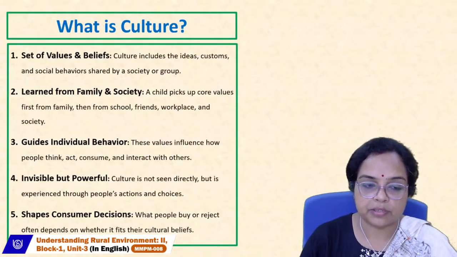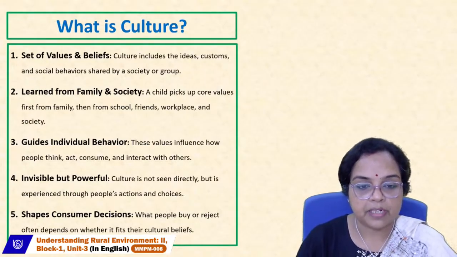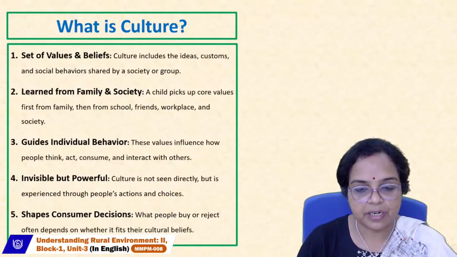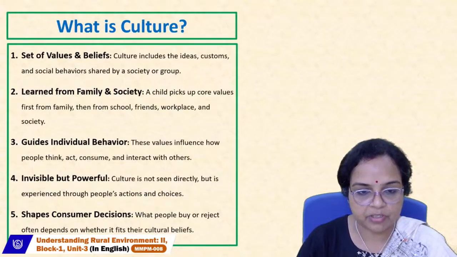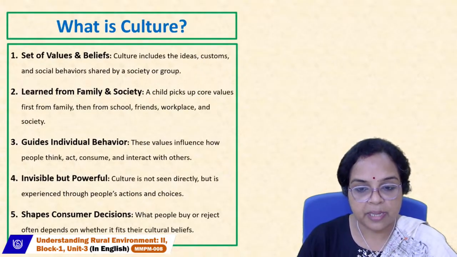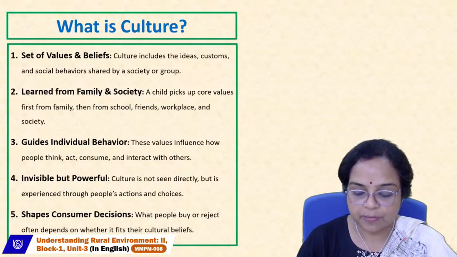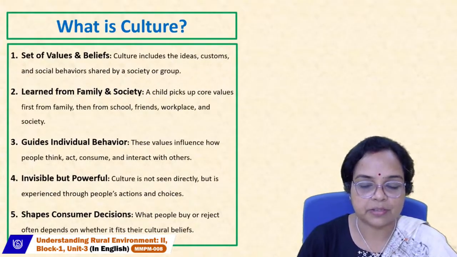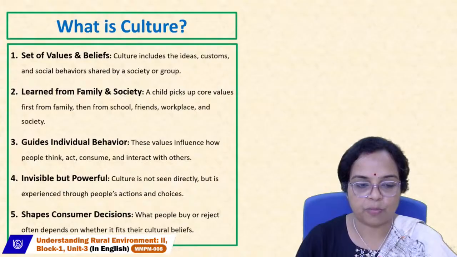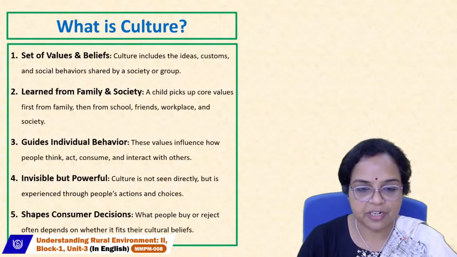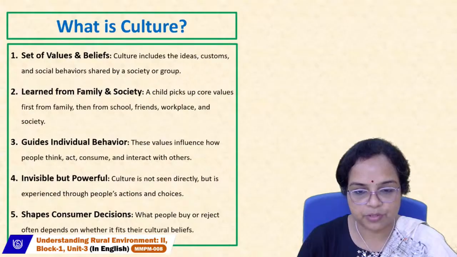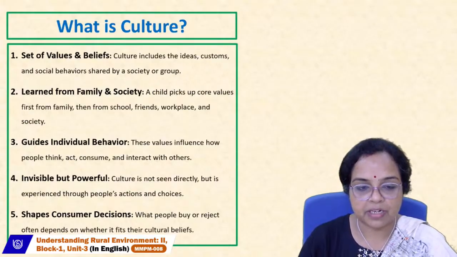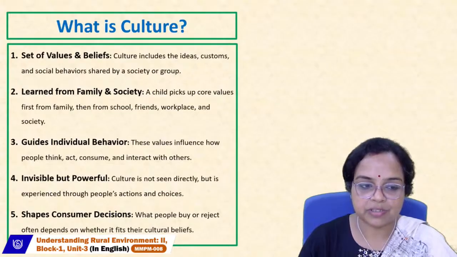This word is important to understand why it is powerful. Culture is powerful because it guides individual behavior. When it is guiding individual behavior, it has an impact on the thinking process of the person. The thinking process of the person decides what to buy and what not to buy. This phase is important for marketers because when it comes to the decision of buying or not buying, due to cultural impact, the marketer has to take note of this. So it is written: invisible but powerful.